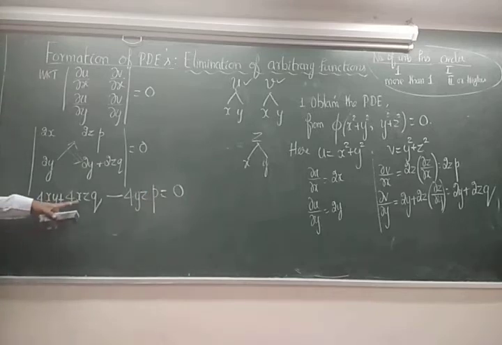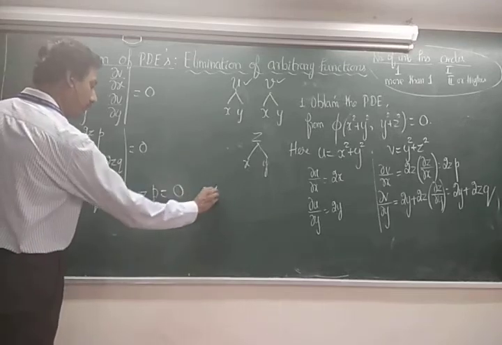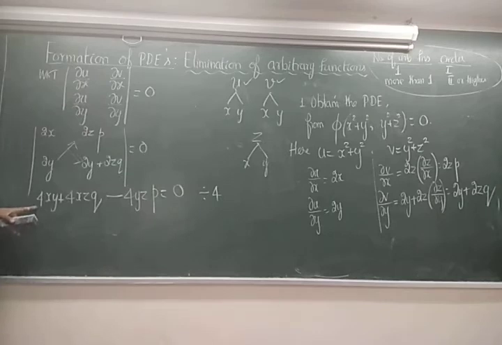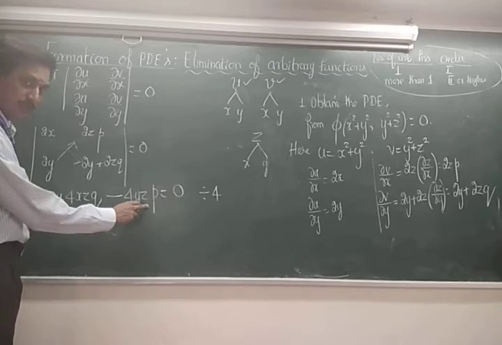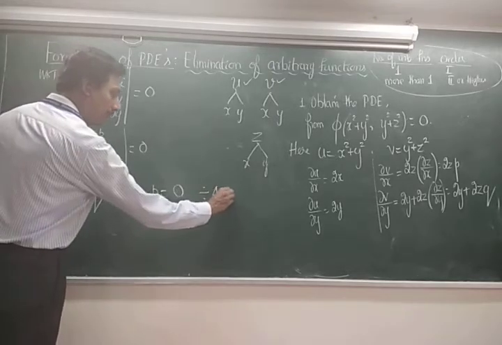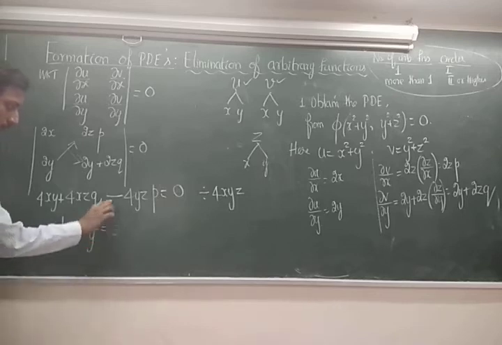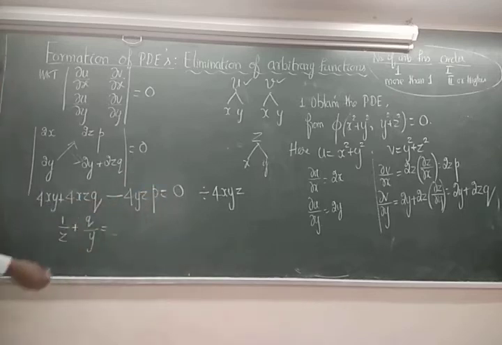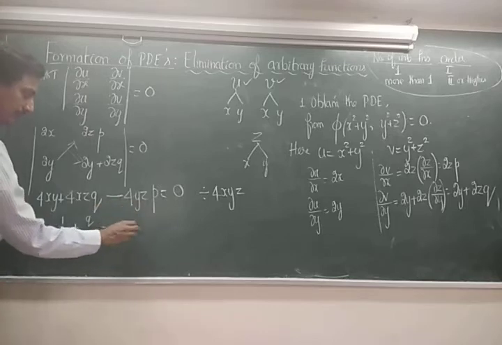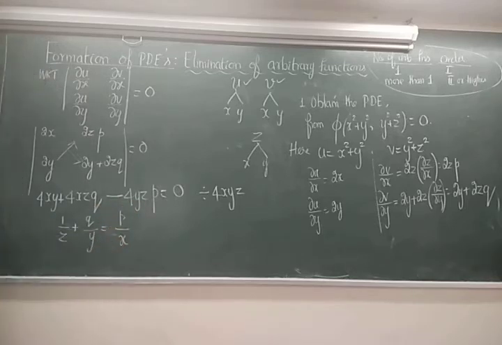Here we have 4xy, 4xz, 4yz. So what I suggest is that first we divide throughout by 4. Here we have xy, here we have xz, here we have yz. So can we divide throughout by 4xyz? What happened? This becomes 1 by z plus q by y is equal to, after cancelling the 4xyz, p by x. So this is the required one.